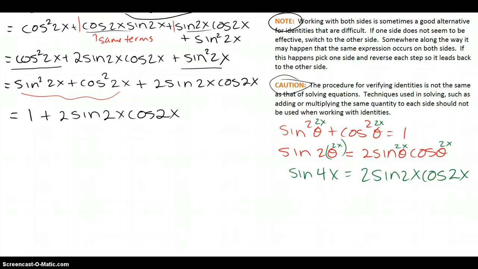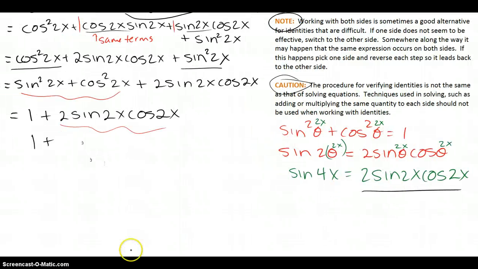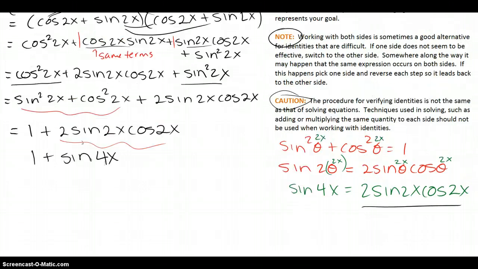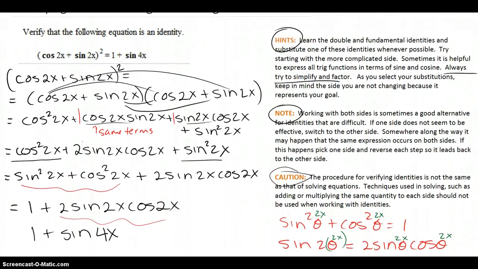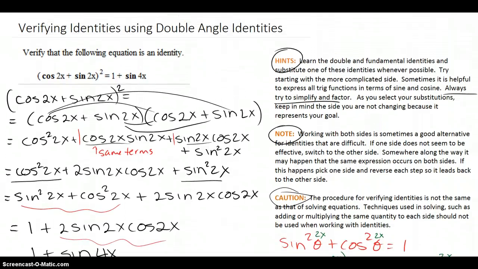So this right here, we know is 1 plus 2. Oh, not the 2. We use the 2 part of there as well, isn't it? This whole thing, whoops, I scrolled way too far, is equal to sine of 4x, which, by the way, is our right-hand side. So that did it. That is called verifying the identity.